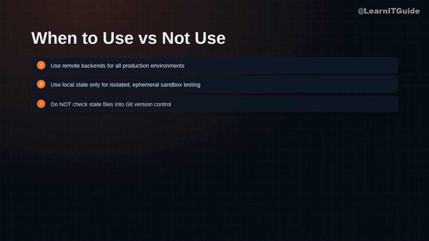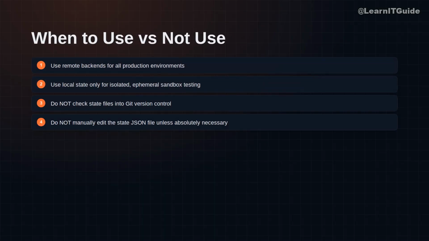So when should you use these patterns? Use remote backends for any environment that matters. If your infrastructure is shared, use remote locking. Keep local state for learning or quick throwaway experiments. Never, ever check your state file into Git. It often contains sensitive data like database passwords or secret keys. And finally, treat the state JSON as read only. Editing it manually is a recipe for disaster. Use these criteria to decide if this tool is right for your situation.